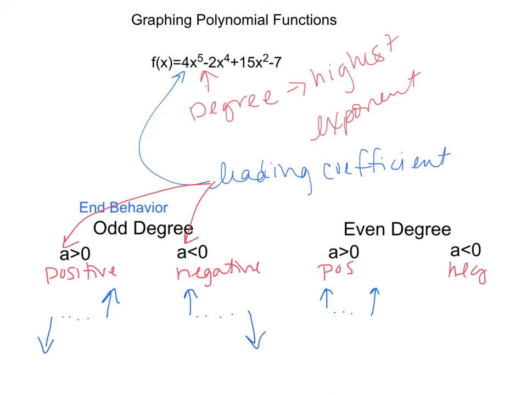It points positive. If it's negative, yeah, so my negative a value, that is reflecting. Whenever we did our quadratics, that's what reflected over the x-axis. And so they're both going to point down. And that's true for any even degree. So odd is opposite directions. Even is the same direction. Cool. Let's try a couple for examples.